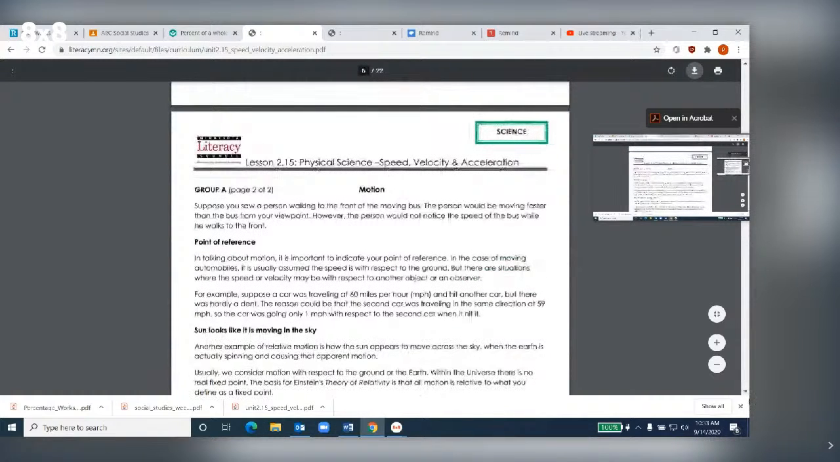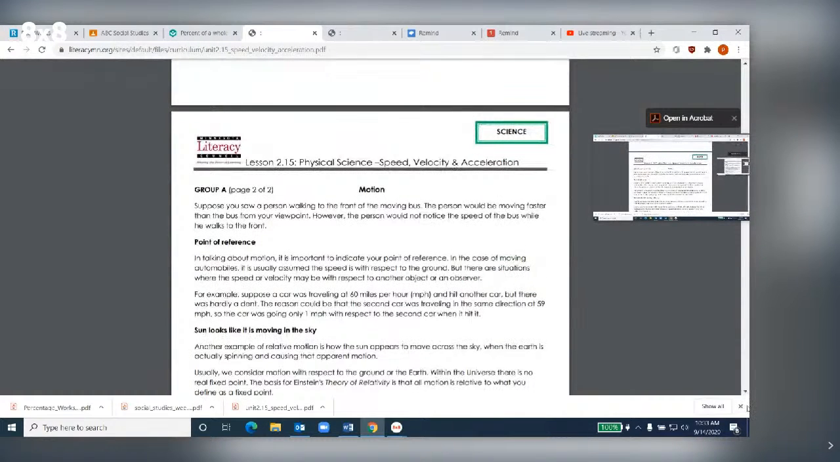So it says motion. Suppose you saw a person walking to the front of a moving bus. The person will be moving faster than the bus from your viewpoint. However, the person will not notice the speed of the bus while he walks in front. So it's a point of reference. In talking about motion, it's important to indicate your point of reference. In the case of moving automobiles, it's usually assumed the speed is with respect to the ground, but there are situations where the speed or velocity may be with respect to another object or observer.